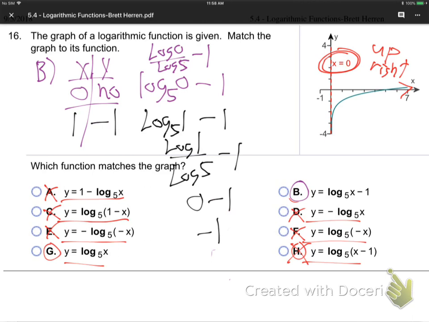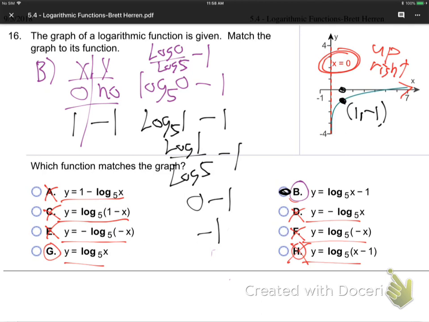So over 1, down 1. Is that a true point on the graph? Sure. Right there. Look at it. It's beautiful. Over 1, down 1. That's the real answer. If you did G, it would give you over 1, 0, and that's right here, and that's not a true point on the graph. B is the answer. We good with that?